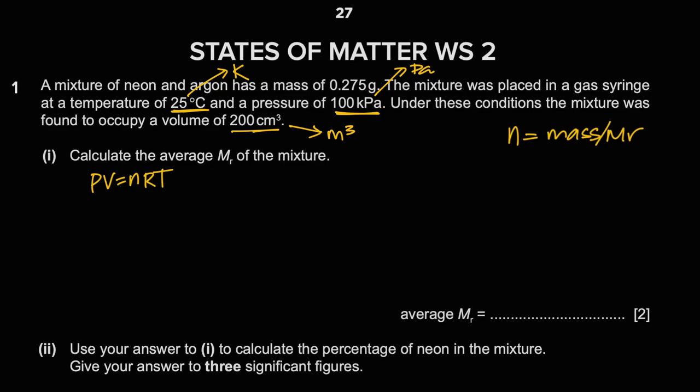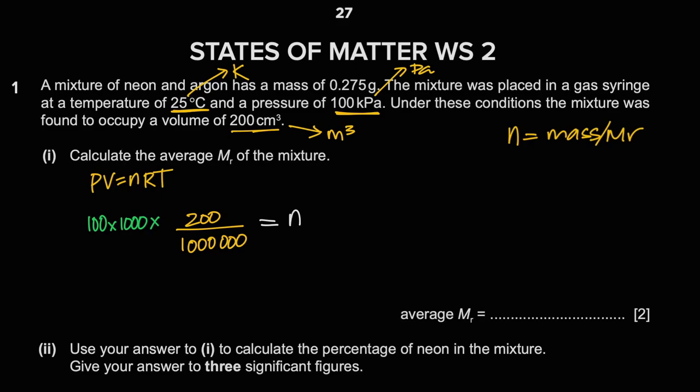So how much is pascals? 100 kilopascals means into 1000. Okay? Now then volume is how much? 200 over 10 to the power of 6, which is 6 zeros. I put the 6 zeros because I like to simplify.